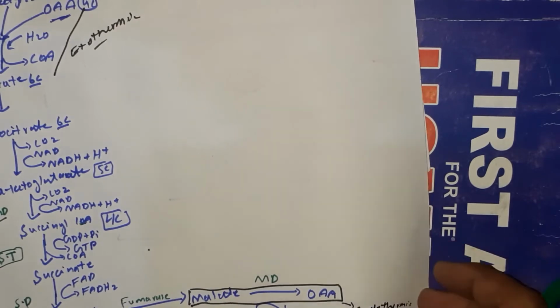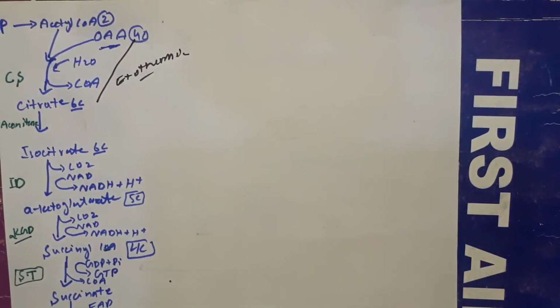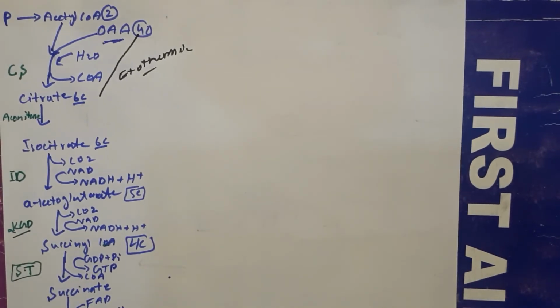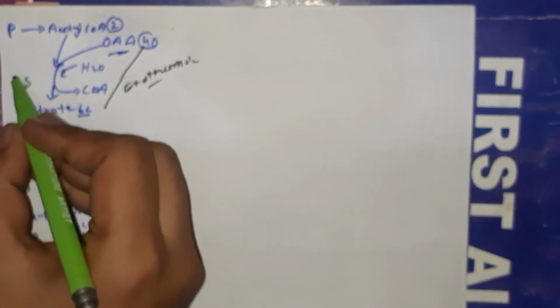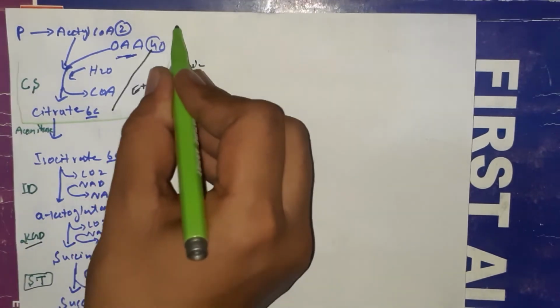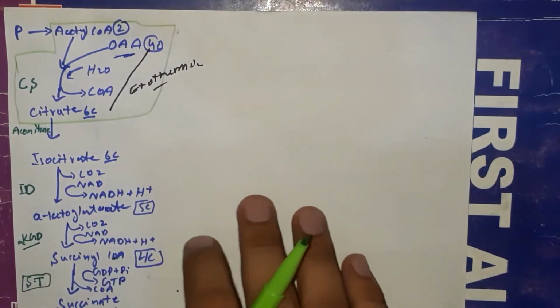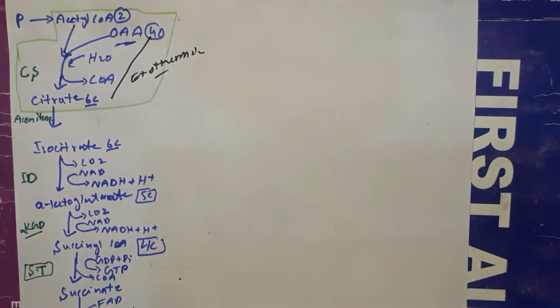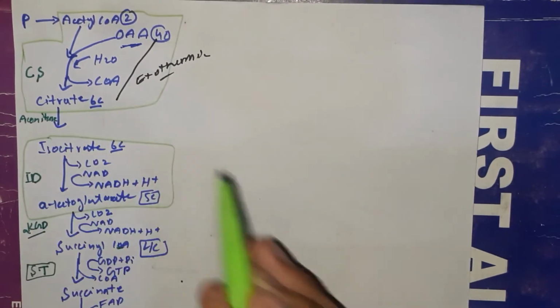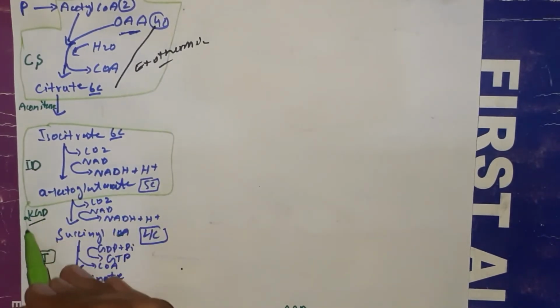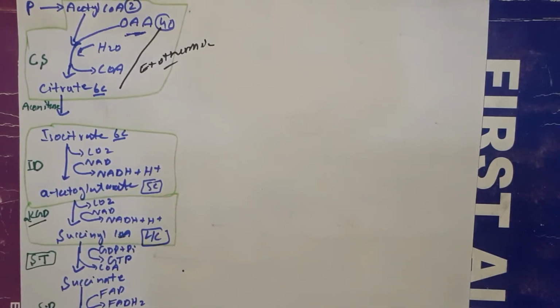We need to know the regulation of the TCA cycle also. So now we move toward the regulation of the TCA cycle. The regulation of the TCA cycle is quite simple, as it does not involve any kind of hormonal regulation. It is basically regulated at 3 steps. It is regulated at this step. This is the first regulated reaction. Next, it is regulated at this step. This is the second regulated step, and next it is regulated at this step. This is the third regulated step. So these are the 3 regulated steps of the TCA cycle.